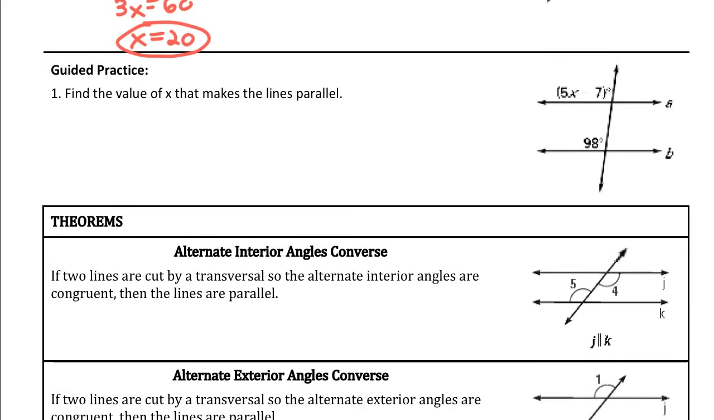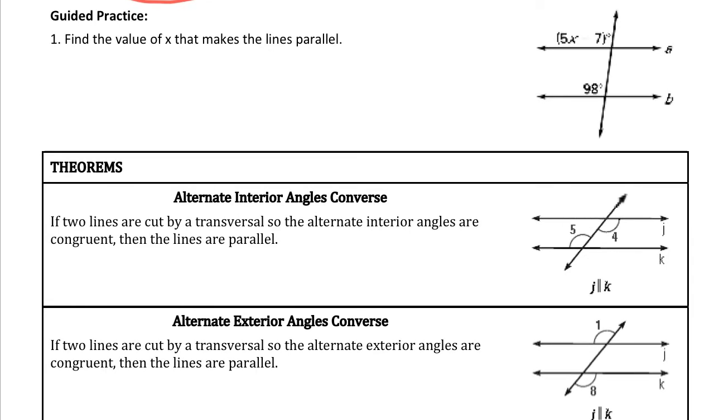Now, I'm going to have you move ahead to the guided practice, and I notice there is a bit of a typo. You can't see the minus sign there. I apologize for that. So it's 5x minus 7. Follow example 1, pause the video, work through it, and then check your answers with me.